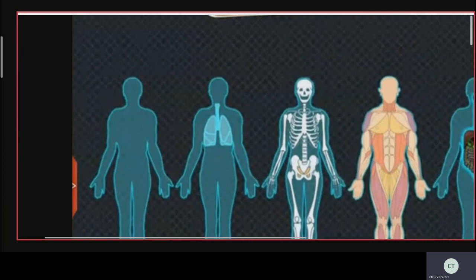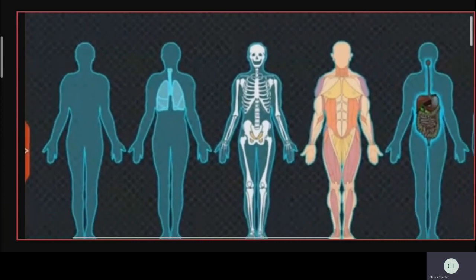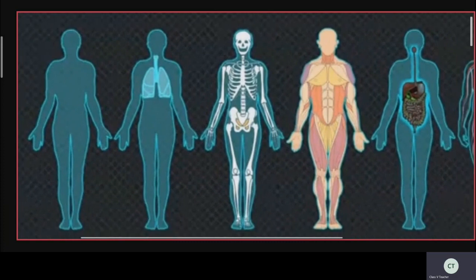Okay, can you see on the screen, children, what are the pictures? Yes, here are the human bodies. Can you observe the first picture? How is the first picture? Plain, without any organ. Observe the second picture. What is there? Lungs. And what is in the third picture? Human body skeleton is there.